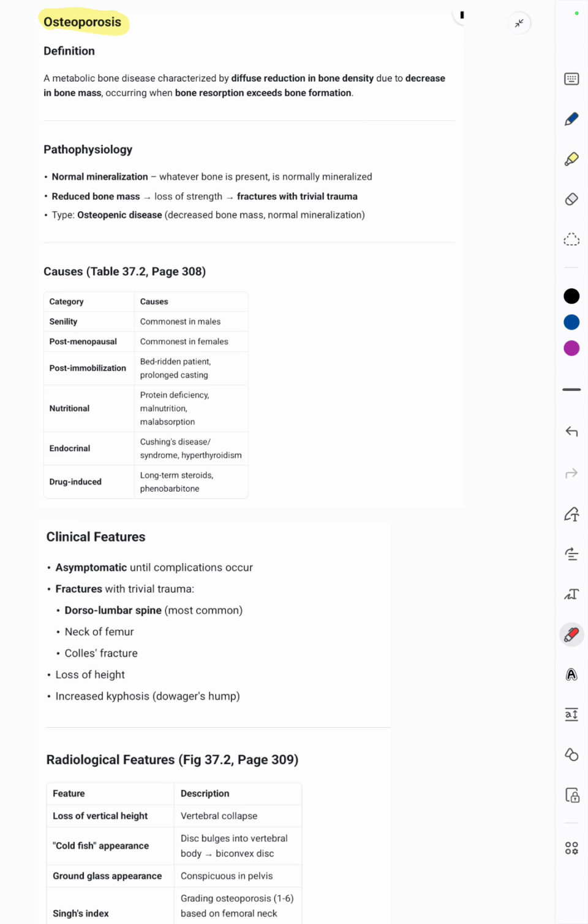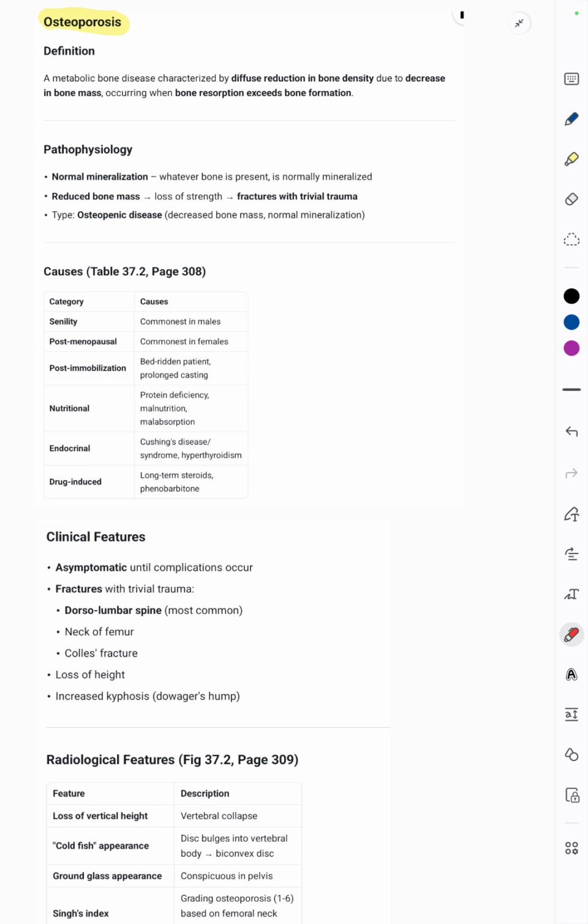Now, what are the causes for osteoporosis? The causes for osteoporosis are senility, so with increasing age, postmenopausal osteoporosis, then post-immobilization, that is bedridden patients, prolonged fasting, nutrition, that is malnutrition or protein deficiency, and endocrine causes like Cushing's disease or hypothyroidism, and drug-induced, where long-term steroids can lead to osteoporosis.